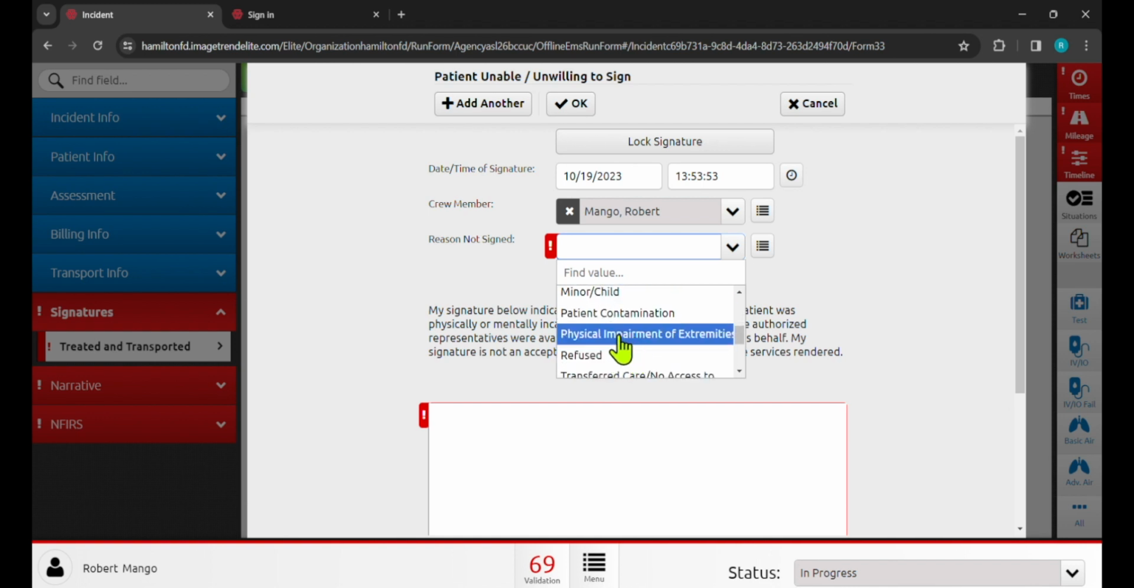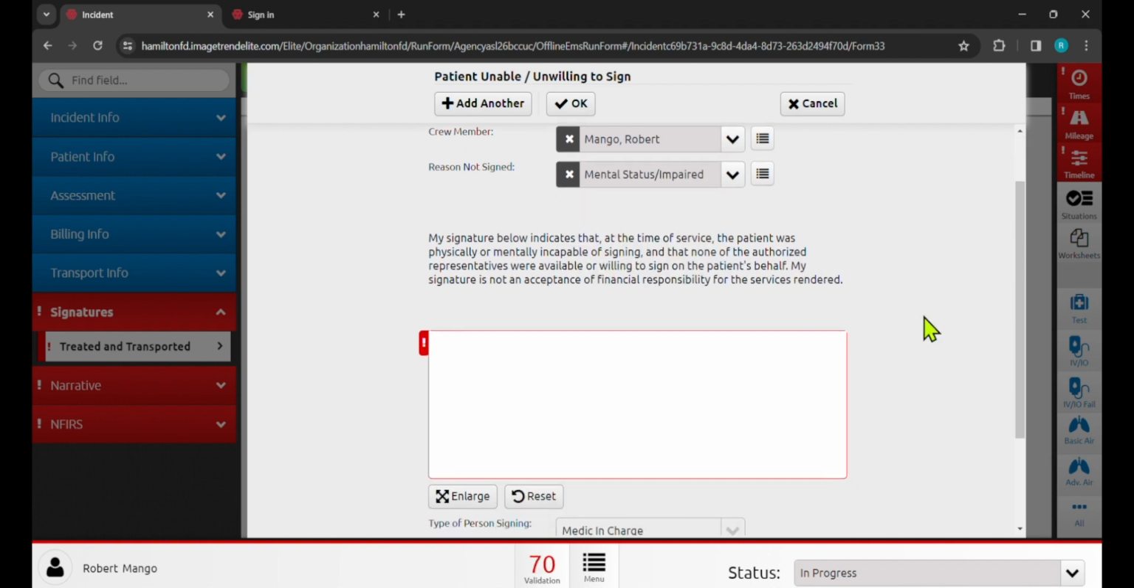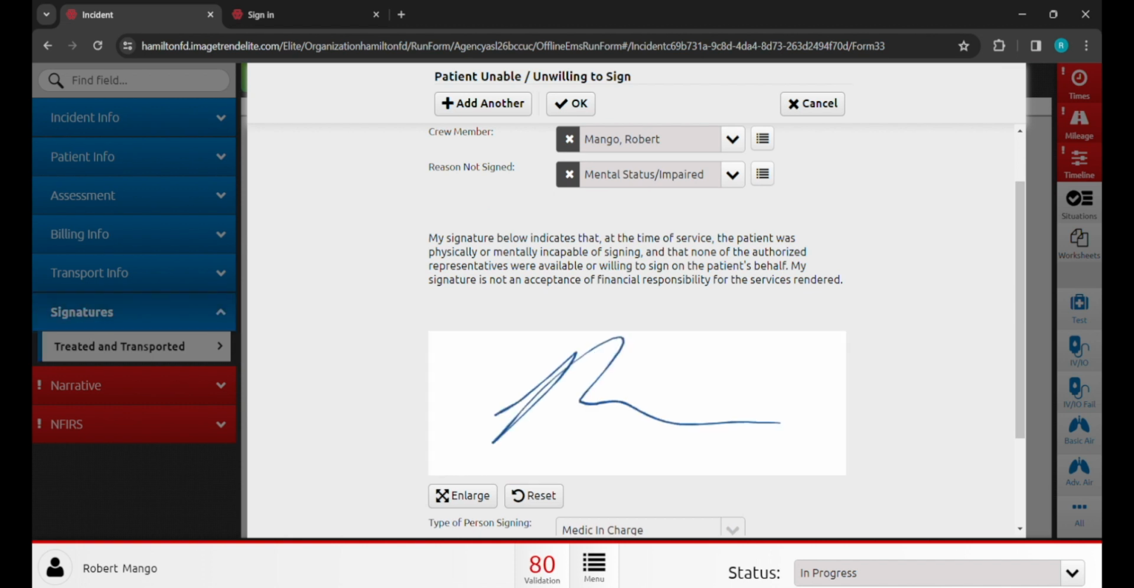There are times that maybe they are injured and they can't use their extremities to sign. Sometimes maybe you get a combative person that says, I'm not signing your computer, with some other choice language. So there are different options here to choose. If that's the case, this is just documenting that, yes, they can't sign. It's not so much signing for them. You're signing, acknowledging that they couldn't sign for whatever reason.